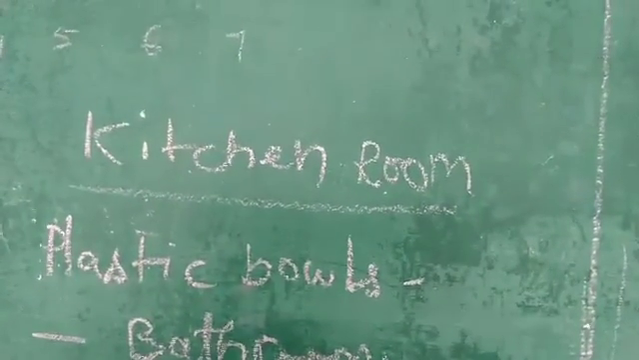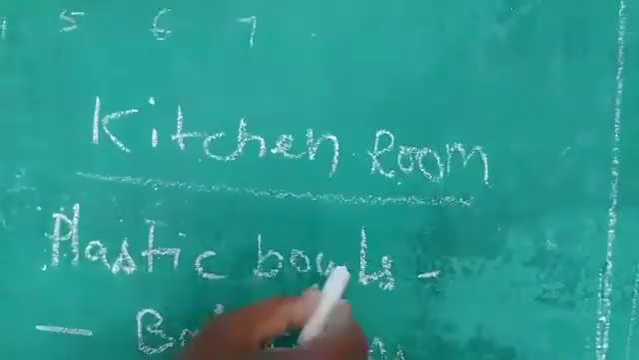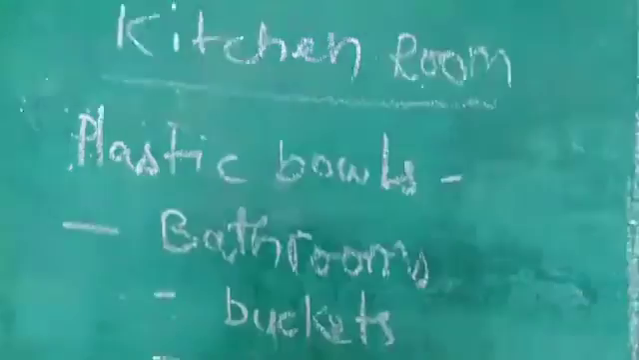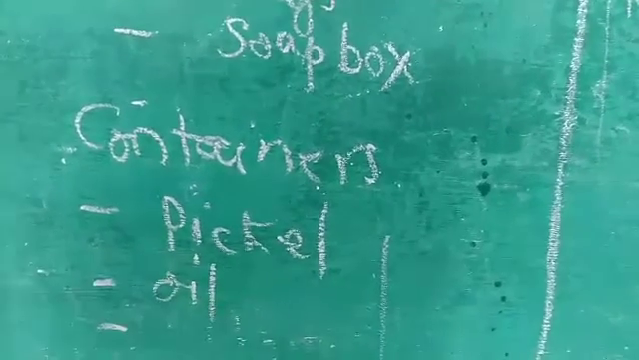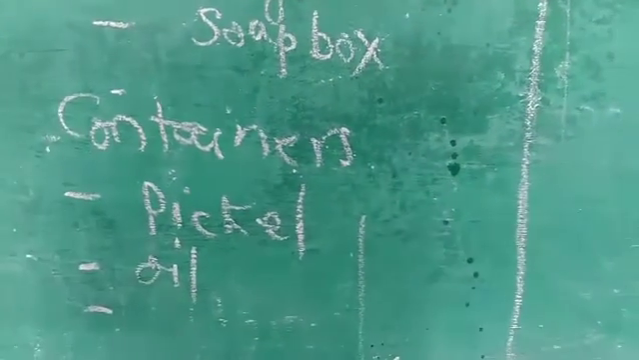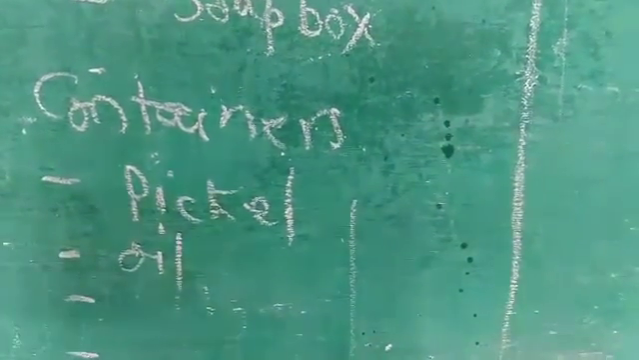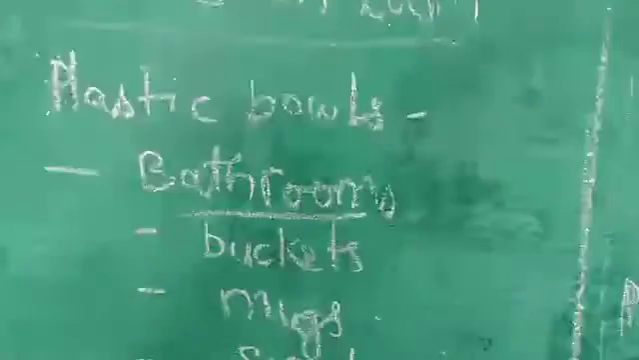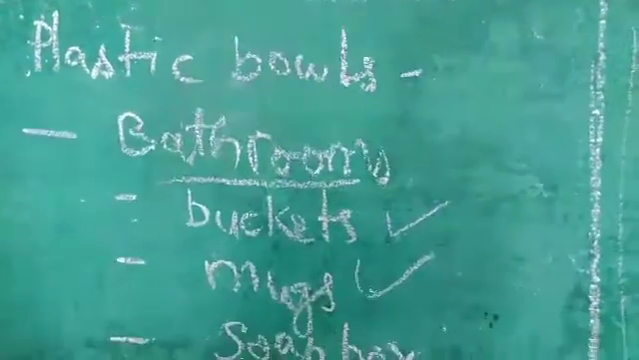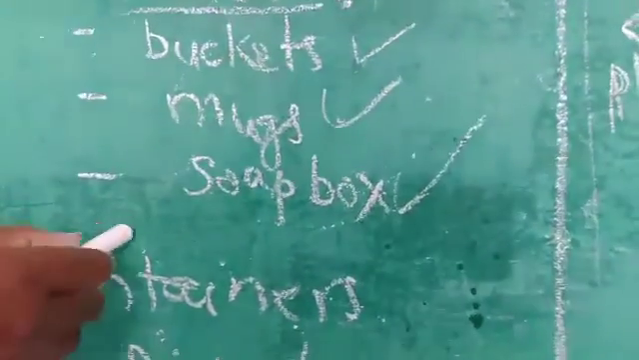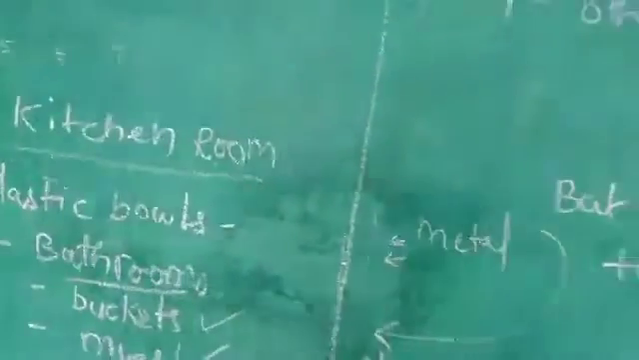Now, surrounding the kitchen you take plastic bowls, containers, pickle containers may be there, sometimes oil containers also. Remaining, whatever you know, you write a little bit. In the bathroom, what buckets will be there, mugs will be there, soap boxes will be there. If it is there, you write it. Now these you collected. These are in the form of what?